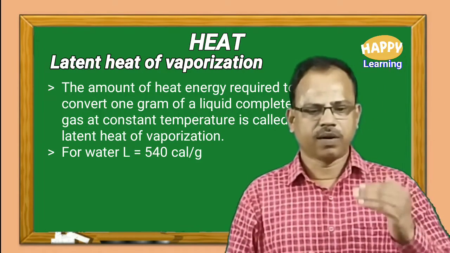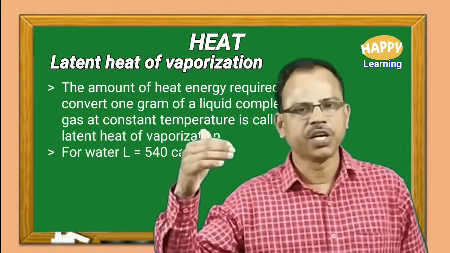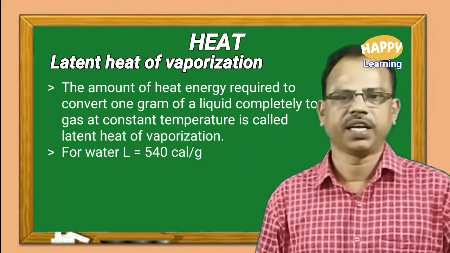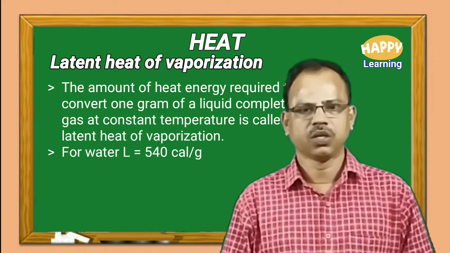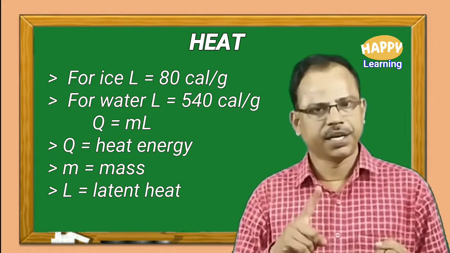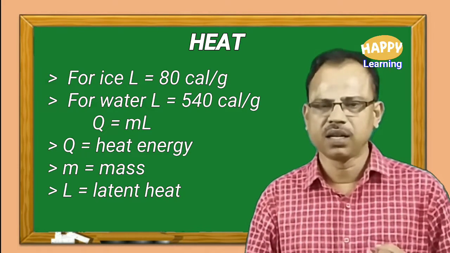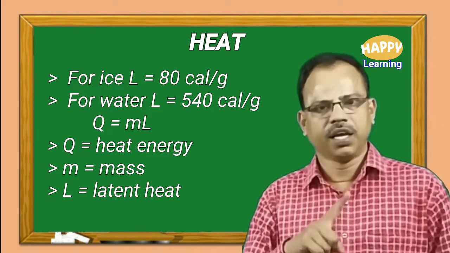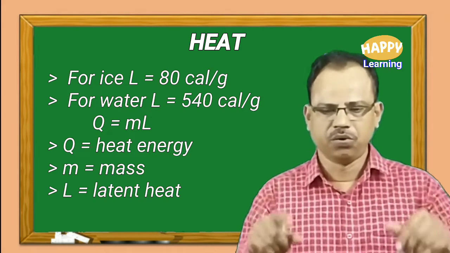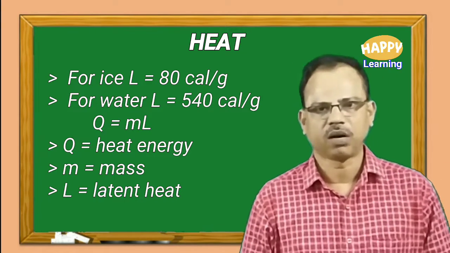So we have defined the latent heat of fusion, and for ice its value is 80 calorie per gram, and we have defined the latent heat of vaporization, and for water its value is 540 calorie per gram. So all of you remember these values and the expression Q equal to mL, where Q is heat energy, m is mass, and L is latent heat. We'll solve some numerical problems based on these formulas.